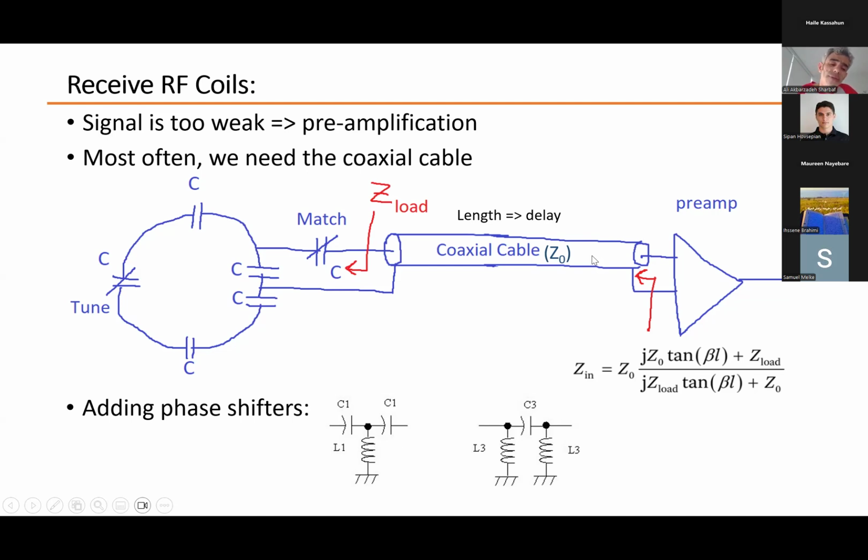but it's not always possible because sometimes that cable length might be longer or shorter than what we need. So the other approach is to add a phase shifter circuit here between the coaxial cable and the preamp. So it can compensate the phase shift of the signal, so we can see the same impedance from the preamp point of view.